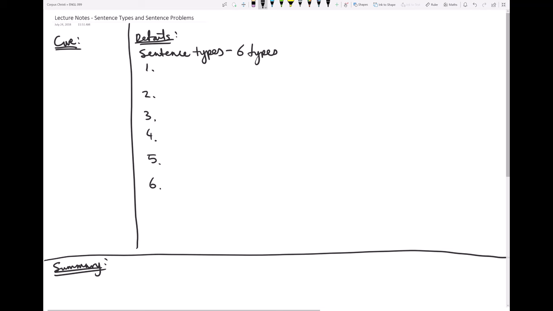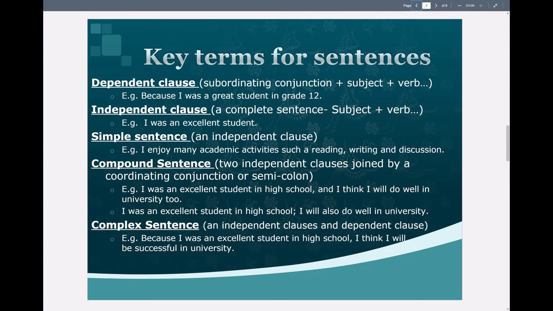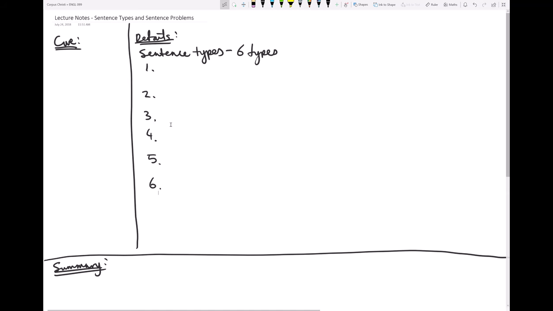So let's see if I can remember the types. If you don't, that's okay. You can go back and forth with the slide. Well, you have the first type, which isn't really a sentence, and I'm going to write something for you here. It's going to be called a sentence fragment. Now I've seen some of these in your summary writing, so avoid making sentence fragments.